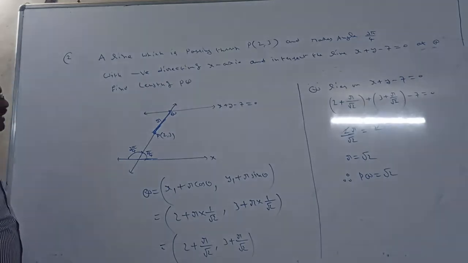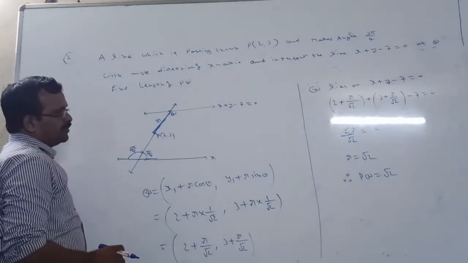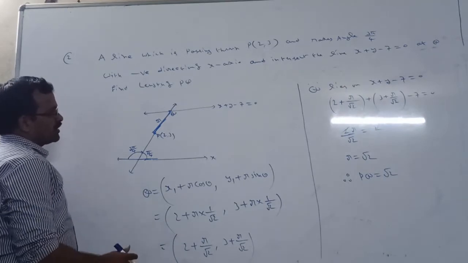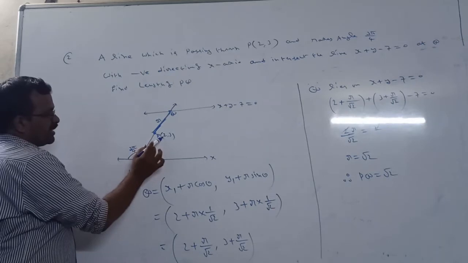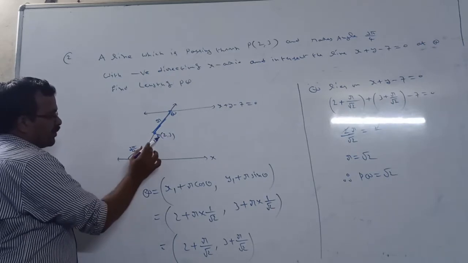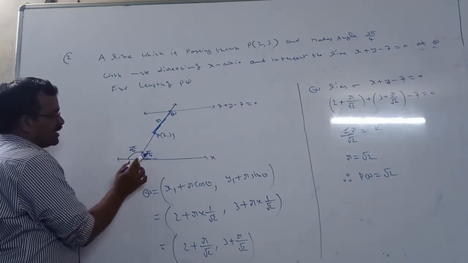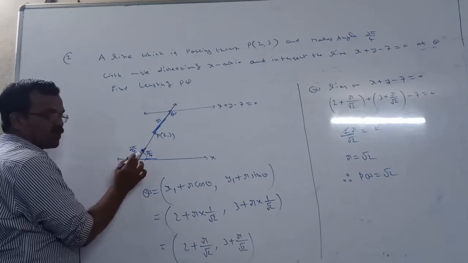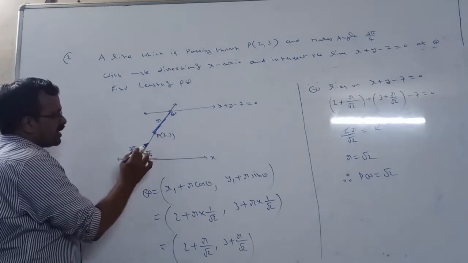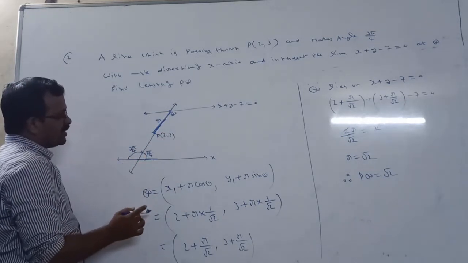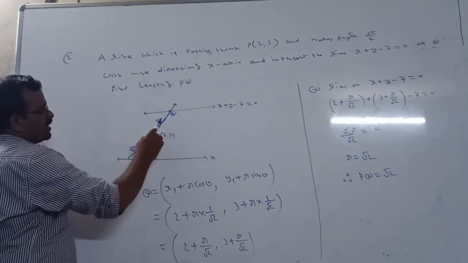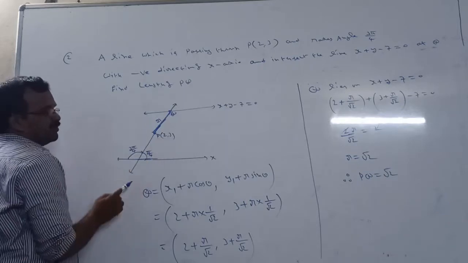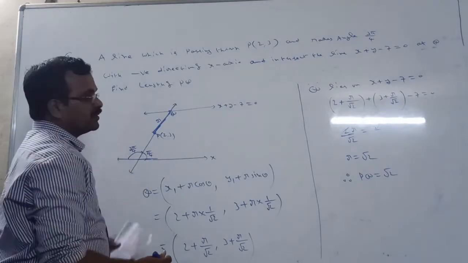Otherwise, without using this concept, how to find the length of PQ? That is as you wish. First I find out the equation of the line. When they have given P(2, 3) as point x1, y1 and the angle is 45, that means the slope is 1. Find the equation of the line: y minus y1 equal to m into x minus x1. After that, find the point of intersection. After that, find the length PQ. That is another method.